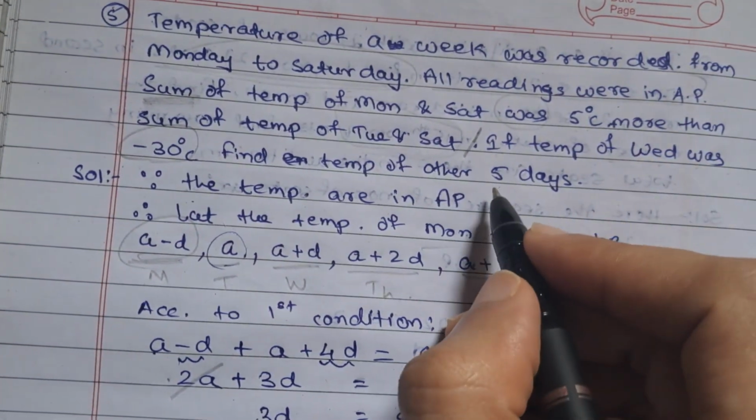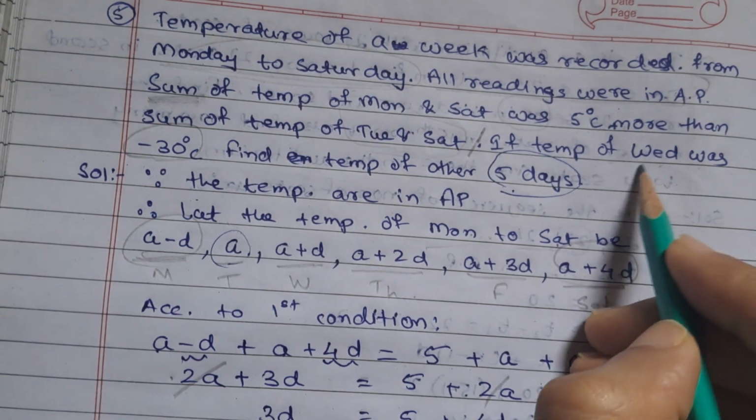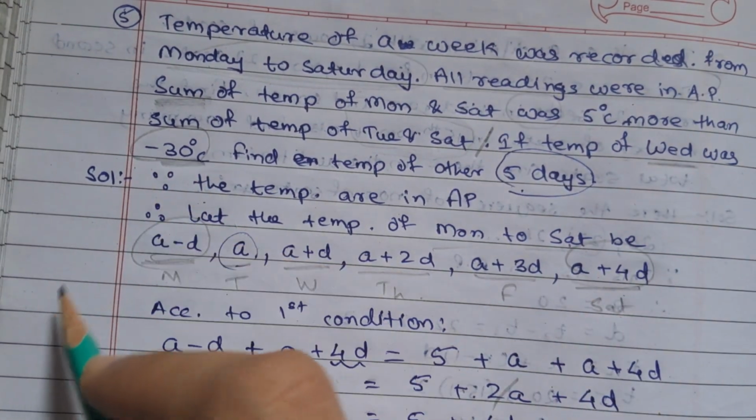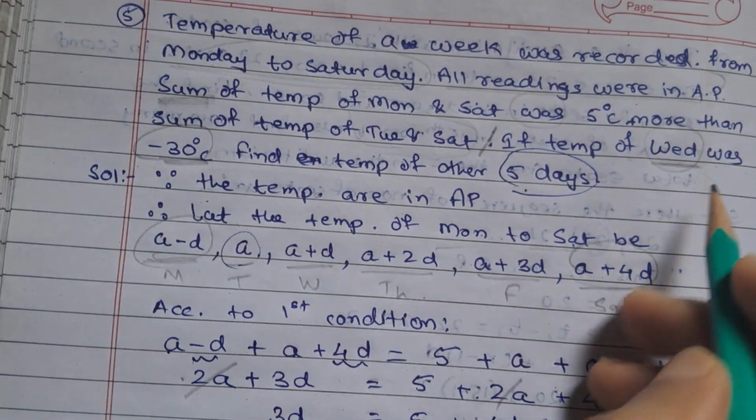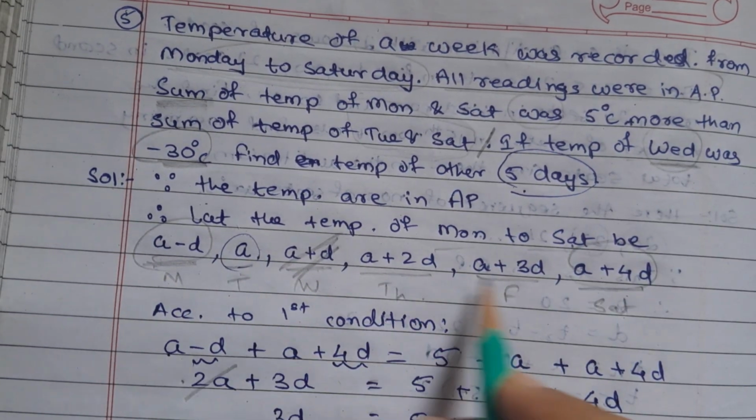Now what? I need to find the temperature of what? The temperature of the other 5 days. What do they mean by other 5 days? Because see, the temperature of Wednesday is already given to us, right? Minus 30. So they don't want Wednesday's temperature. Monday, Tuesday, Wednesday, they don't want this. They only want the remaining days' temperature.